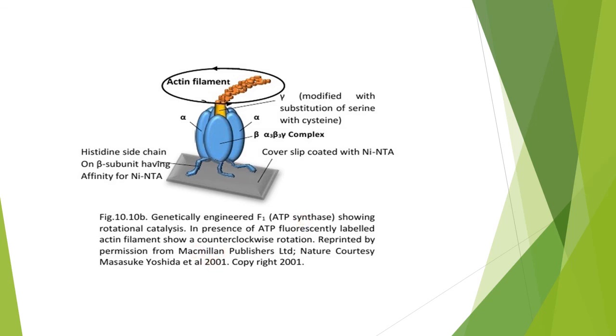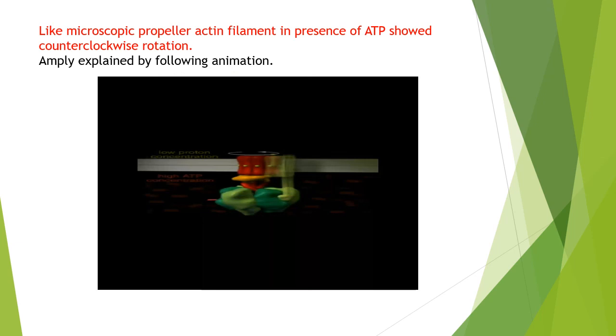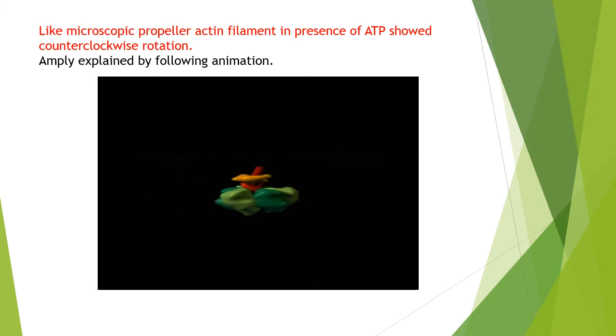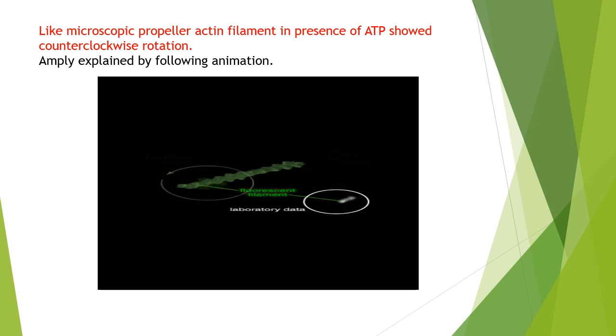It can also be seen with one of the animations how the actin filament acts as a microscopic propeller, and in the presence of ATP showing counterclockwise rotation is explained by this animation. To show the rotation of the central shaft, a short fluorescent actin filament was experimentally attached to it. Single filaments attached to single F1 ATPases can be visualized in the microscope. When ATP is added, the filament starts spinning, directly demonstrating the mechanical properties of this remarkable molecular machine.